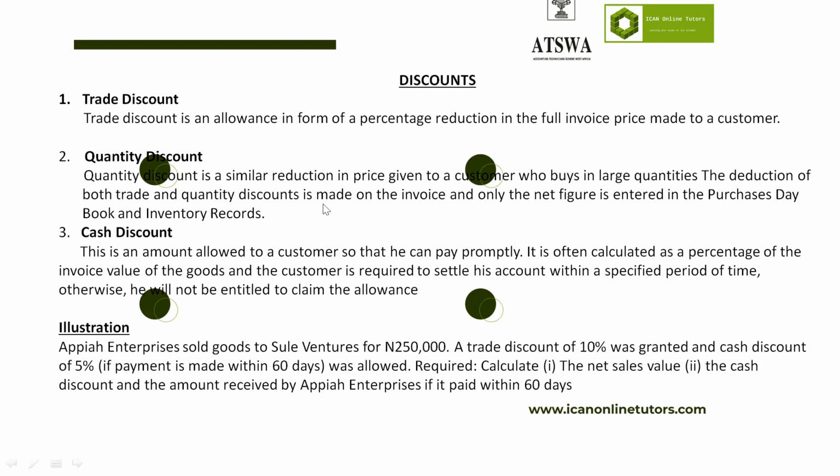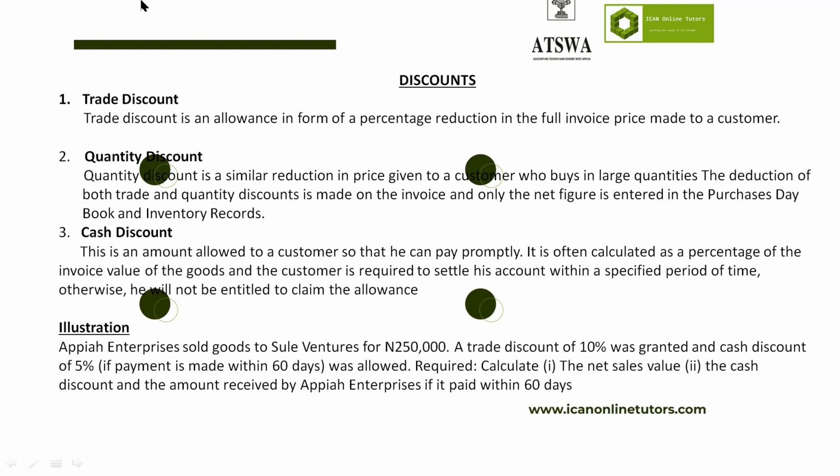So look at this illustration that we have here. Let's say Appiah Enterprises sold goods to Sule Venture for 250,000. A trade discount of 10% was granted, and a cash discount of 5% if payment is made within 60 days. For this, there's usually a condition attached to trade discount and cash discount. Trade discount, please have it at the back of your mind, is to encourage you to buy in bulk. But for cash discount, there are some transactions that will qualify for trade discount, but they will not qualify for cash discount.